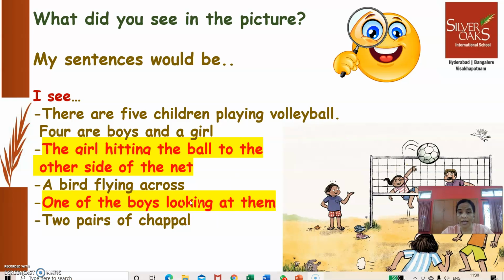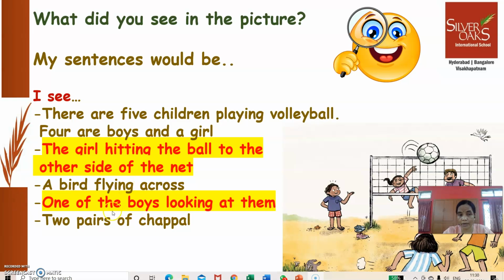Okay. And another thing is one of the boys looking at them. Okay. The boy is looking at them. Correct. 2 pairs of chappals. I don't see 2 pairs of chappals here. I see 1 chappal and a pair of shoes here. Okay. So you have to be very accurate when you say what you see.